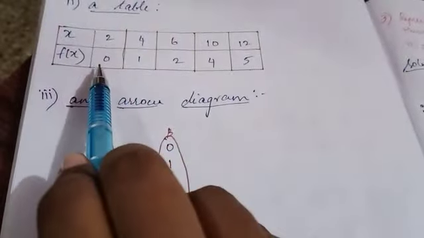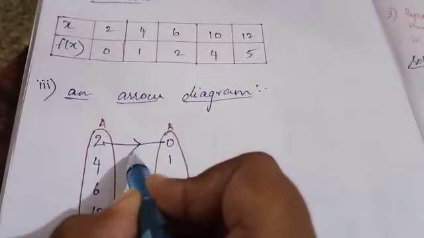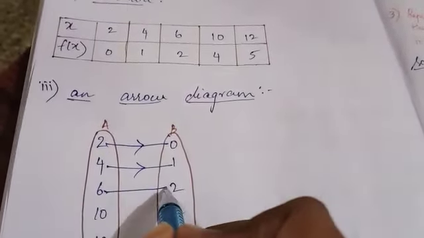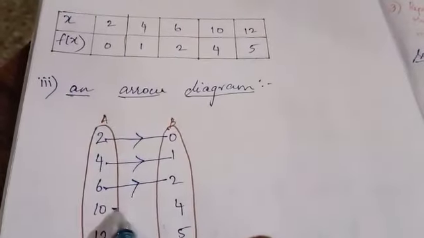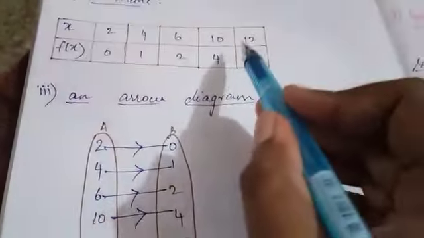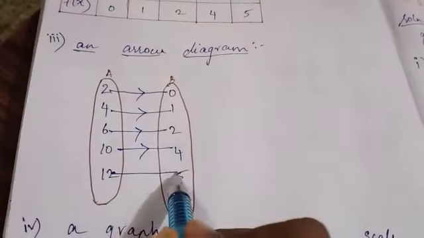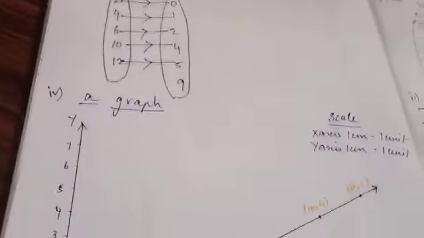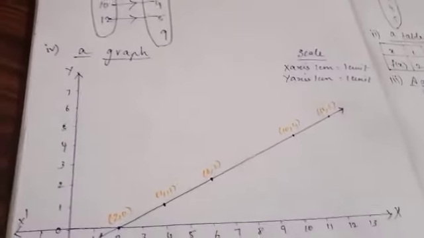For 2 we got 0. So 2, 0. For 4, 1. For 6 we got 2. Yes, for 10, 4. And for 12, 5. Yes, that's all. Next, the last one is a graph.